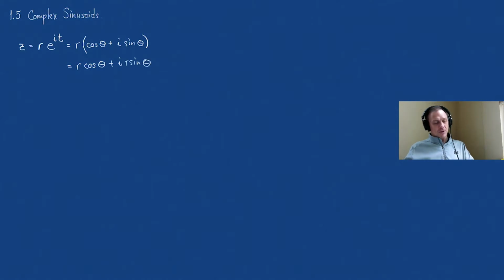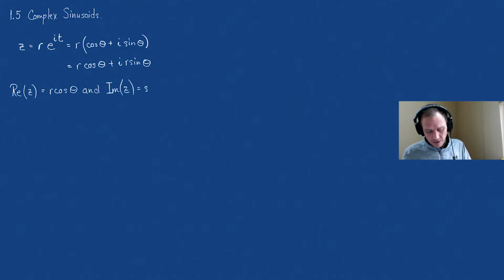Now, let's do one more thing. Let's remember that a complex number has two components, a real and an imaginary component. So I could say, for example, that the real part of z is equal to r cosine of theta, and the imaginary component of z is r sine of theta. I forgot my r.